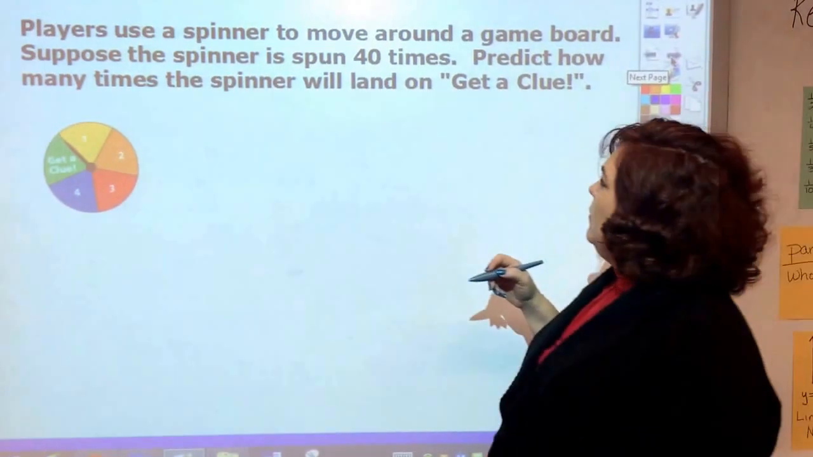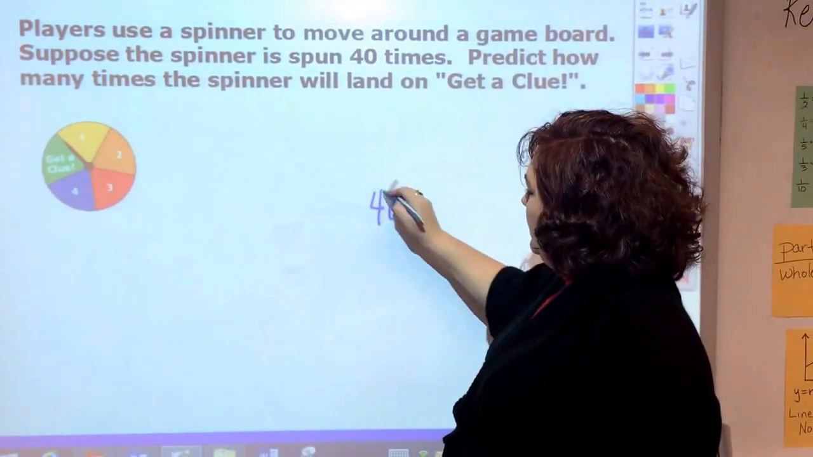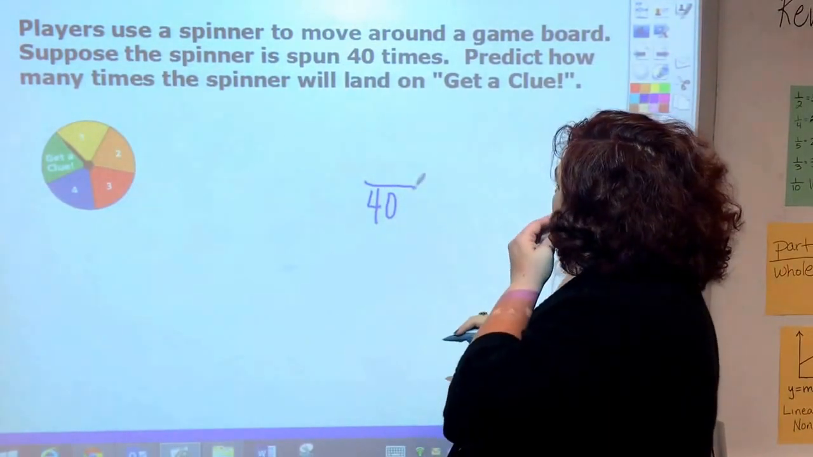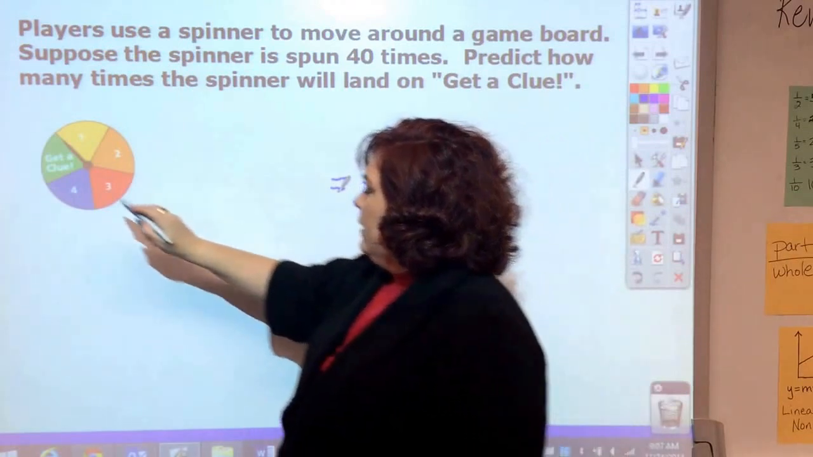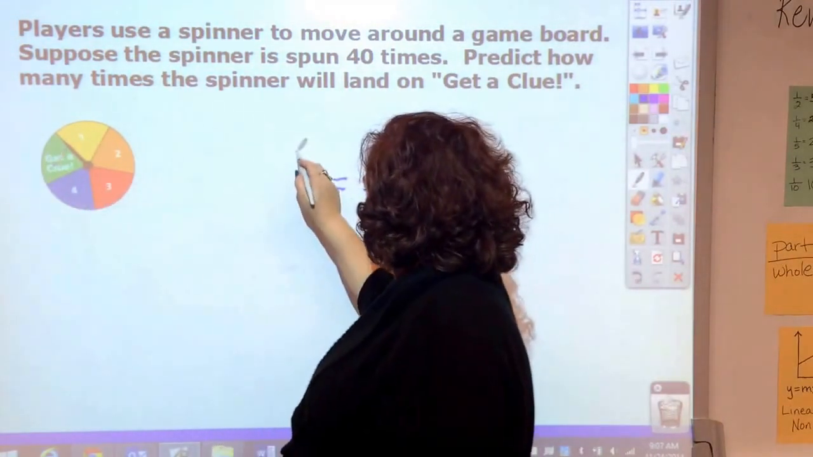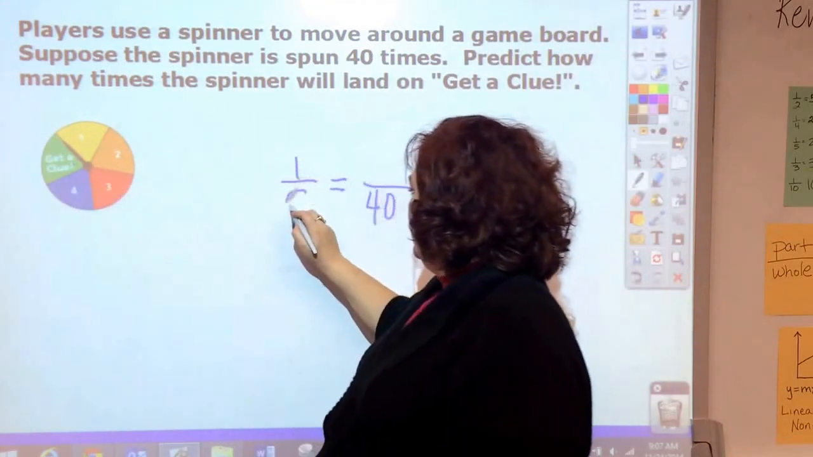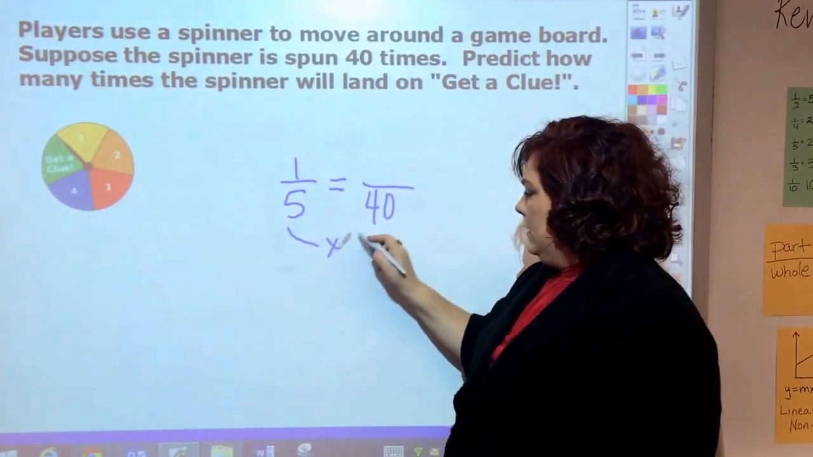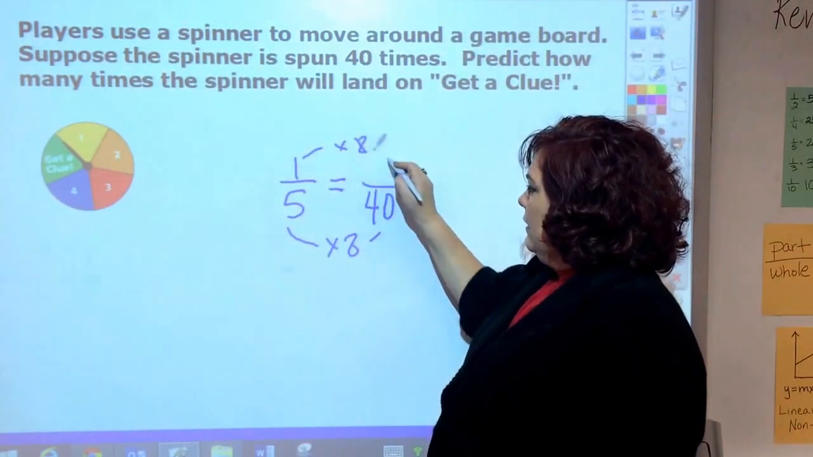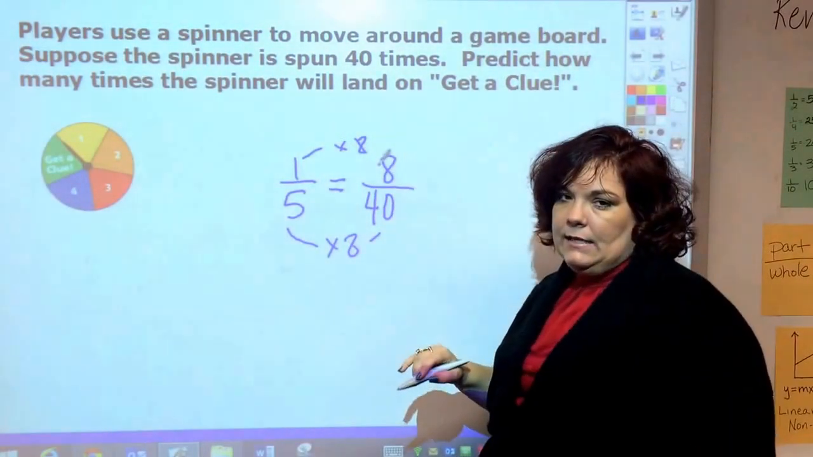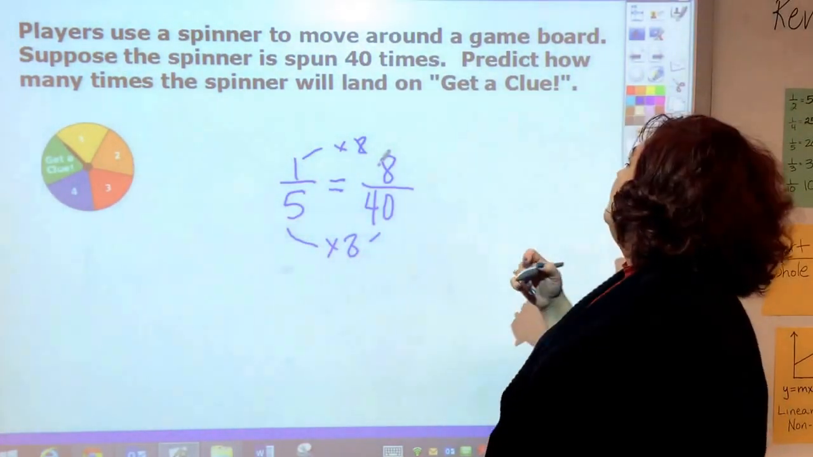Players use a spinner to move around a game board. Suppose the spinner is spun 40 times. 40 is my whole over here. Predict how many times the spinner will land on Get a Clue. Get a Clue is 1 out of 5. So this is times what? Times 8. And this is times 8. So I predict that 8 times it's going to land on Get a Clue during the game.